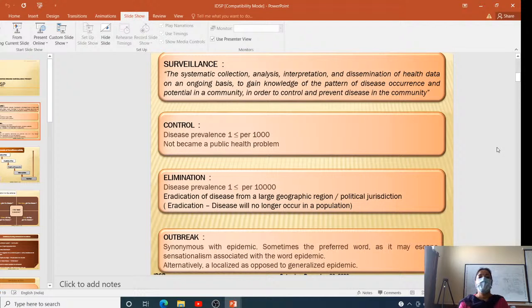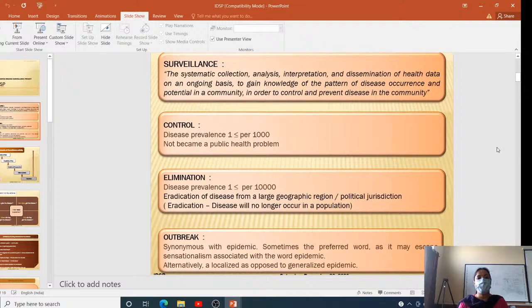It is not a public health problem anymore, and the numbers are well below or equal to 1 per thousand population. So then it does not remain a public health problem anymore. So we say the disease is controlled. Then when do we say that the disease is eliminated?